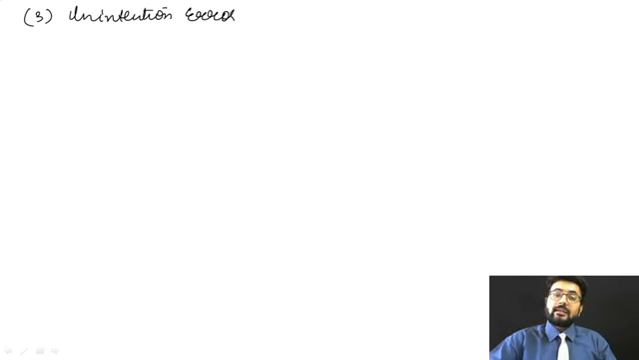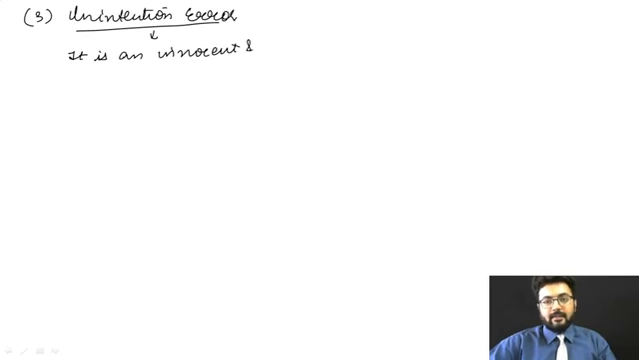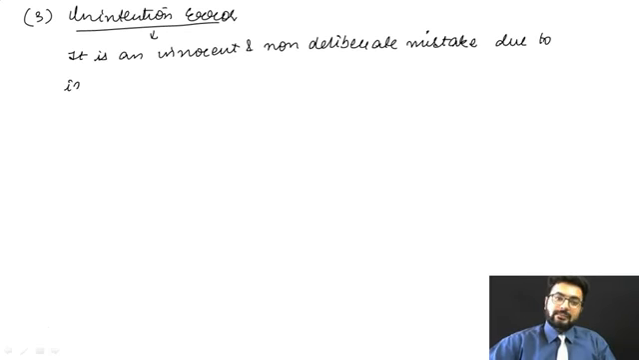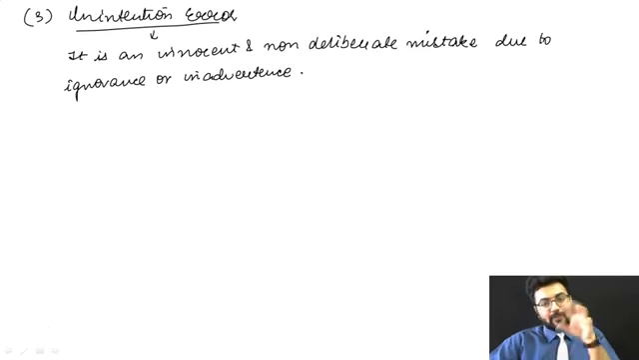Unintentional error, yes, the unintentional error. This means it is an innocent and non-deliberate mistake due to ignorance or inadvertence, right? So something which has not been done intentionally.